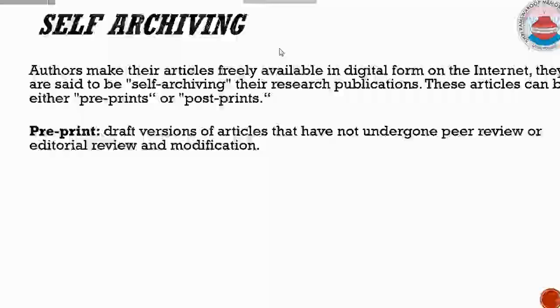Preprint is the draft version of an article that has not undergone peer review or editorial review and modification. Means you drafted some paper and immediately you upload it for everybody, somewhere on your website or elsewhere. So basically preprint is the version of the paper which you communicate to the journal. Preprint is the first draft which you communicate to the journal for the sake of publication.